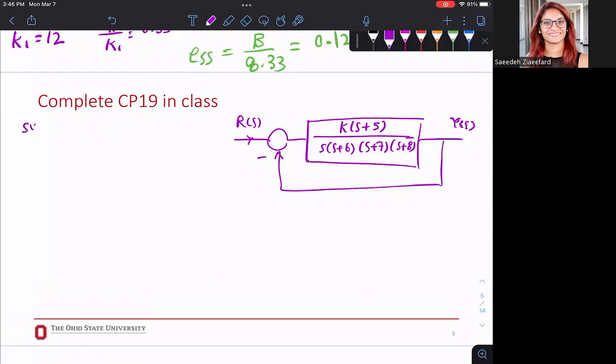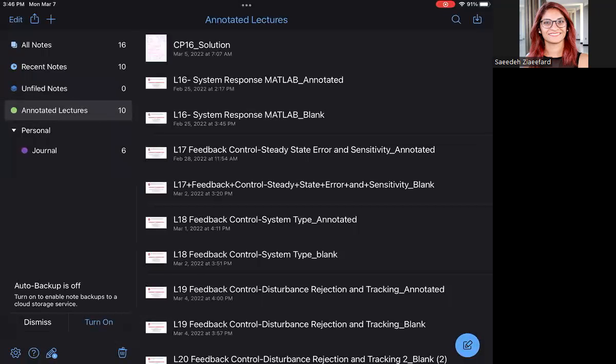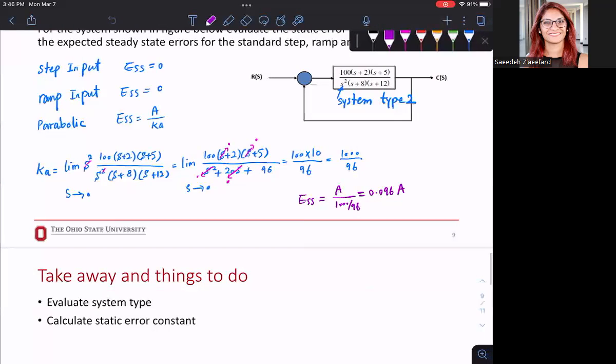Okay, so what is the system type? Here, type 1. Do you remember the table for system type 1? When you have a % error, going to that lecture.